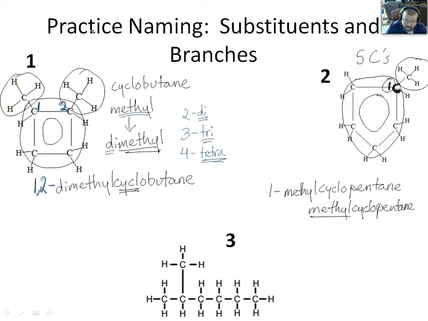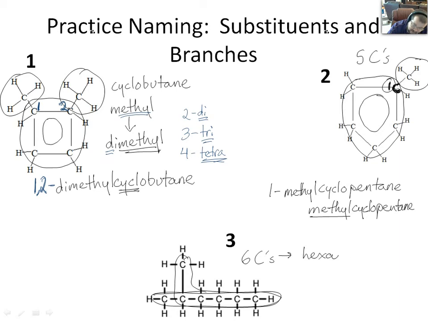Alright, now the parent chain that I see could either go like this, or could go straight across. Either way, we've got 6 carbons in the group. Good job if you selected either one of those parent chains. So 6 carbons is going to make this hexane.